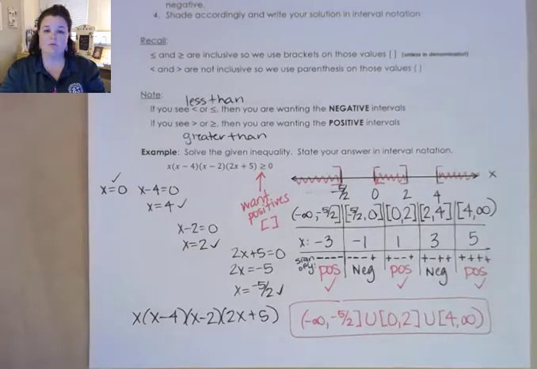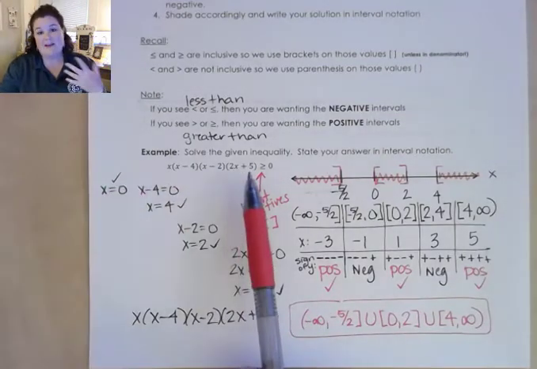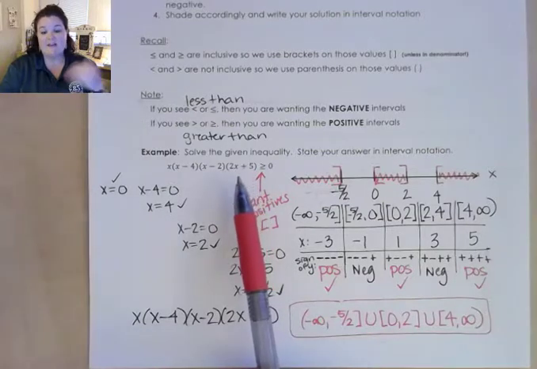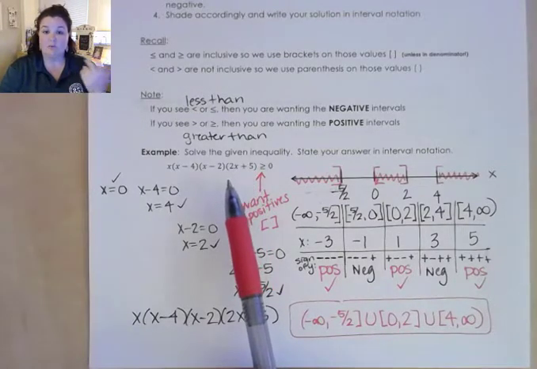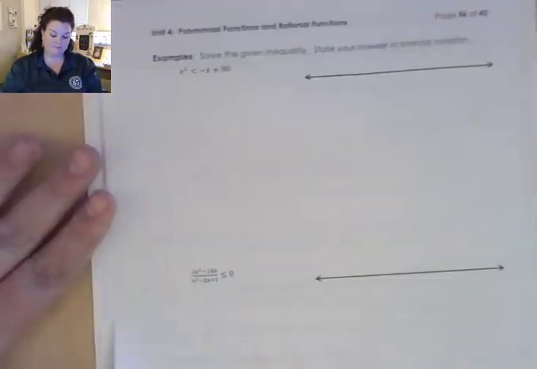Now I just want to go through some more examples where, unlike this one that was factored for us, we may have to factor it ourselves. And then I also want to show you some examples of rational inequalities, meaning we have fractions. Okay, so let's go ahead and look at another one.